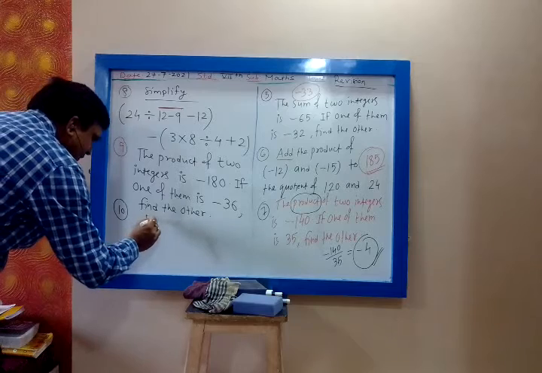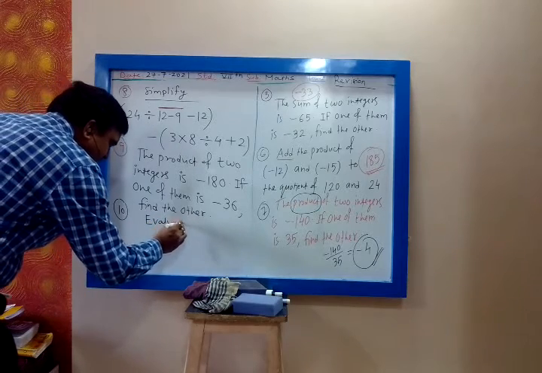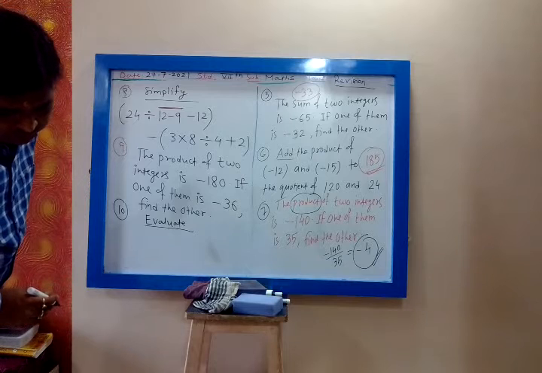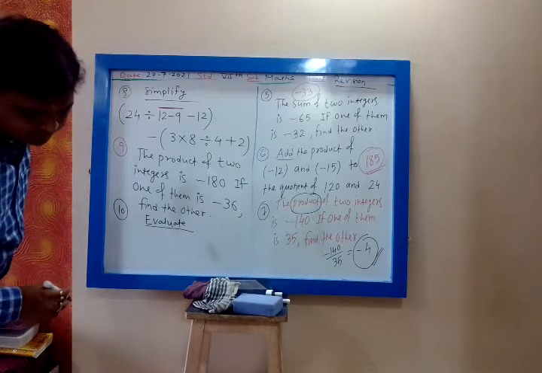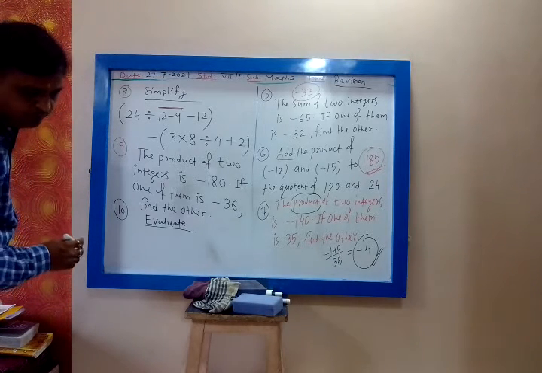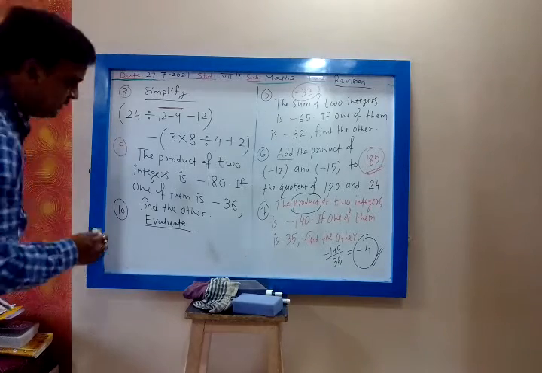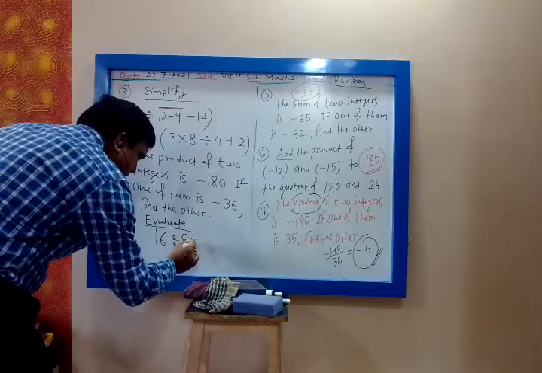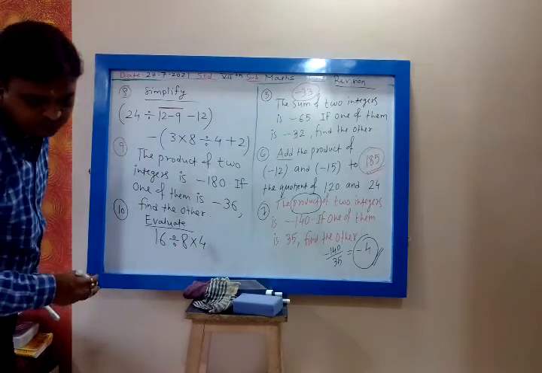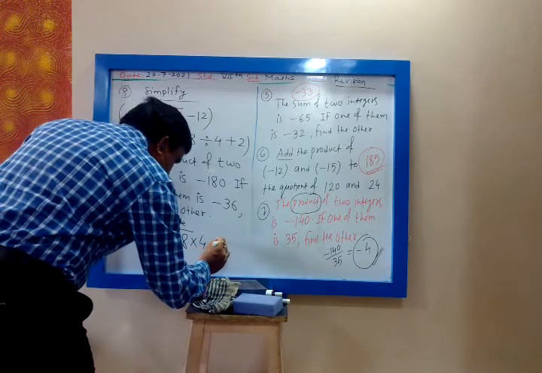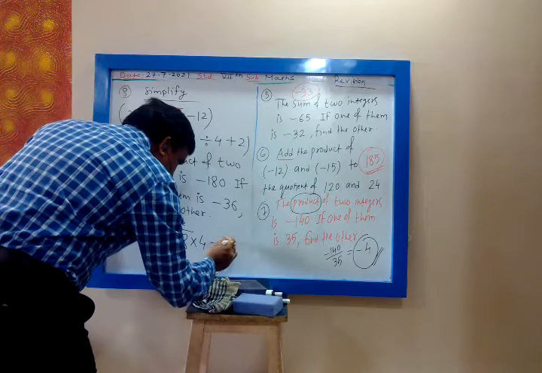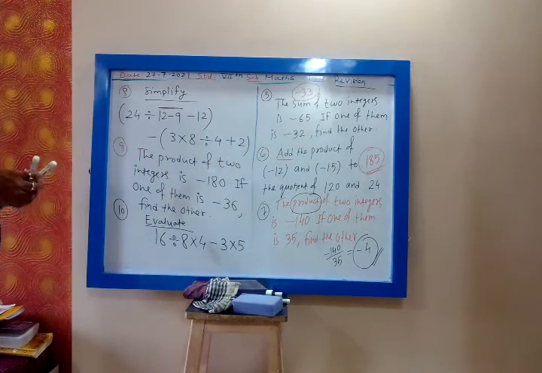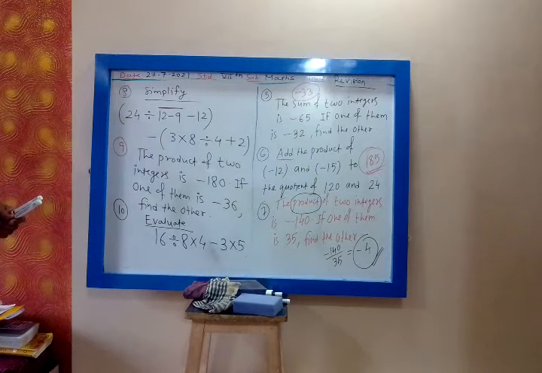Then 10th one is evaluate 16 divided by 8 into 4 minus 3 into 7, 3 into 5. Do it. 8th answer.